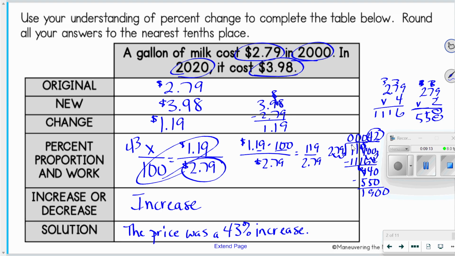Does this make sense? Yeah. Which part doesn't? I heard one no. Is that you, Kabika? No. Yeah, it was. What part doesn't make sense? That's too much. The percent proportion and work. Okay. Do you understand percent means over 100? Yes. Do you understand I don't know it?